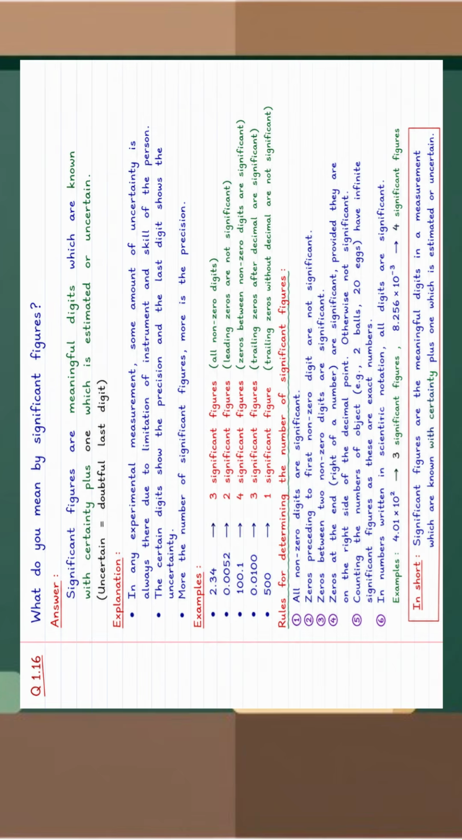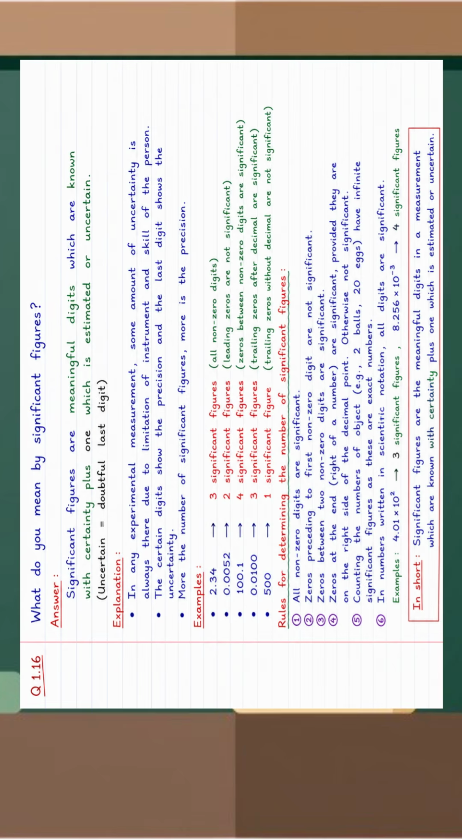Now let's understand this concept clearly. In any experimental measurement, there is always some uncertainty. This uncertainty arises due to limitations of the measuring instrument and the skill of the person taking the measurement. The certain digits show the precision of the measurement, while the last digit shows the uncertainty. So, more the number of significant figures, higher is the precision. Now let's understand with examples.